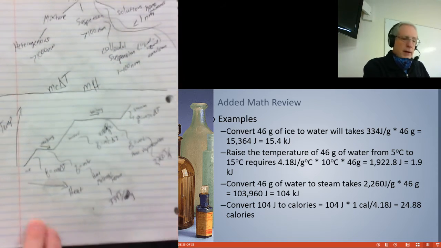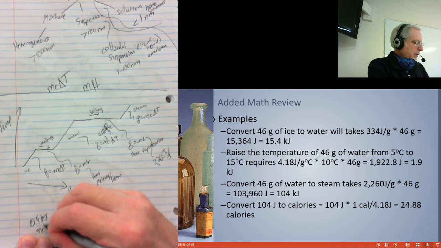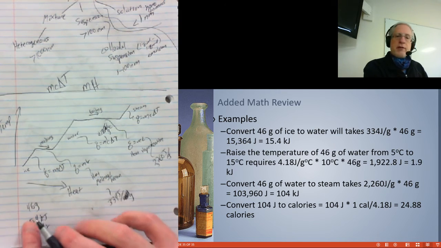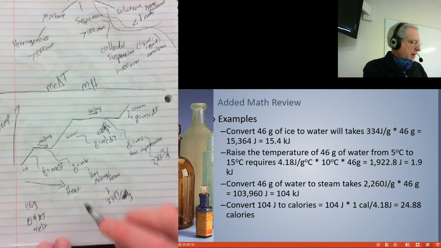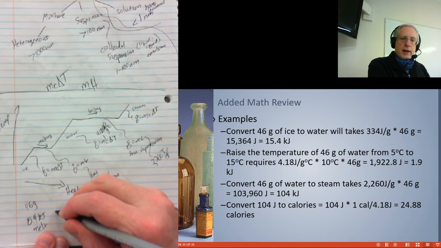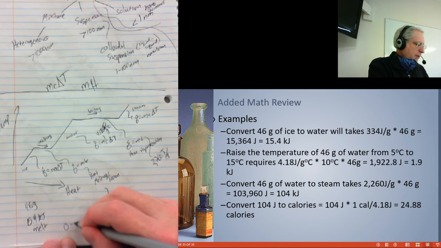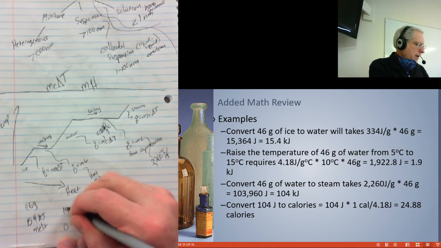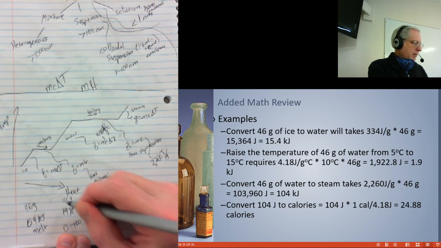So I'm using 15.4 kilojoules to melt, and this will be 46 grams. So 46 grams of ice took 15.4 kilojoules to melt. Then if I go all the way from 0 to 100, not just 10 degrees but a 100 degree change, that would be 19 kilojoules for the 46 grams.